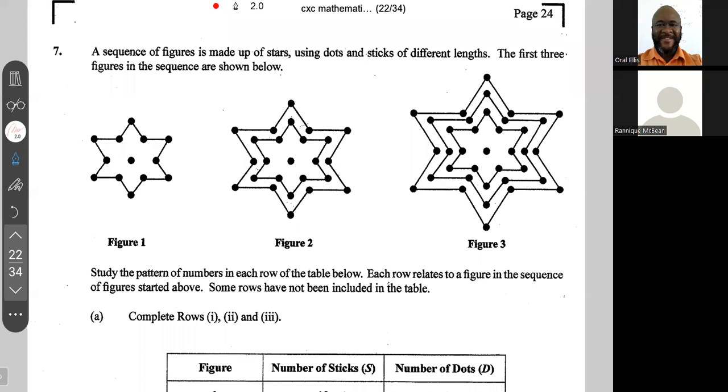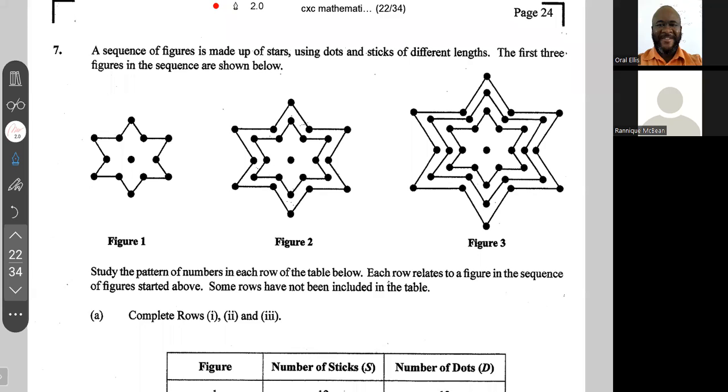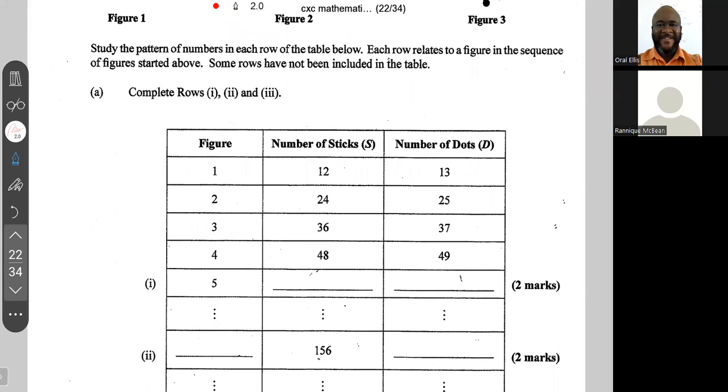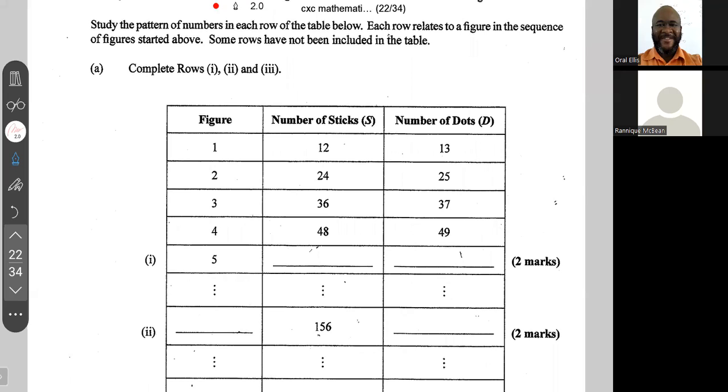So January 2020, question number 7 says, a sequence of figures is made up of stars using dots and sticks of different lengths. The first 3 figures in the sequence are shown below. Here, we're asked to study the pattern of numbers in each row of the table below. Each row relates to a figure in the sequence of figures started above. Some rows have not been included in the table.